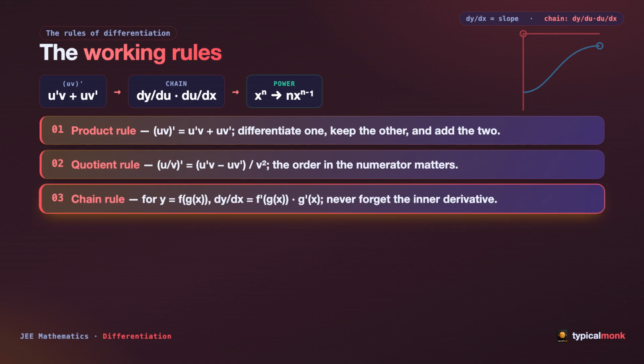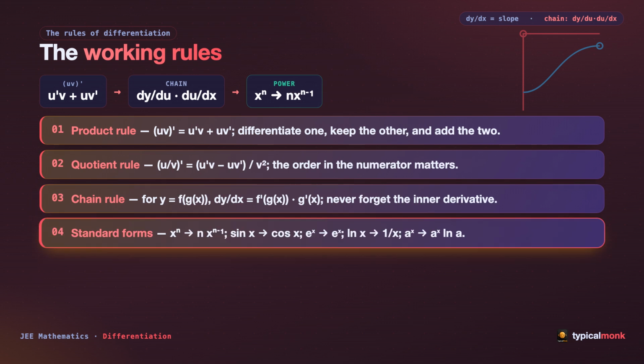The chain rule. For y equal to f of g of x, dy by dx equals f dash of g of x times g dash of x. Never forget that inner derivative. And the standard forms. x to the n gives n x to the n minus 1. Sine x gives cosine x. e to the x gives e to the x. Natural log x gives 1 over x. And a to the x gives a to the x times natural log a.